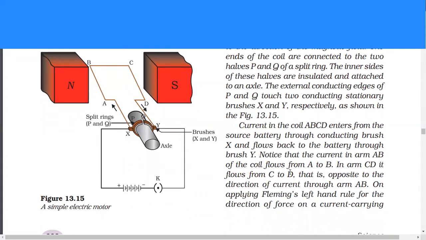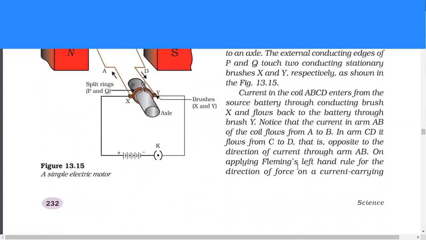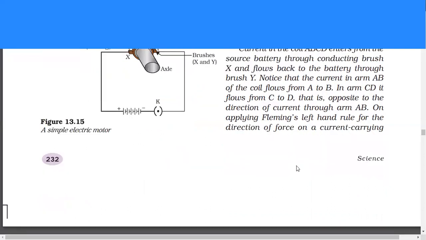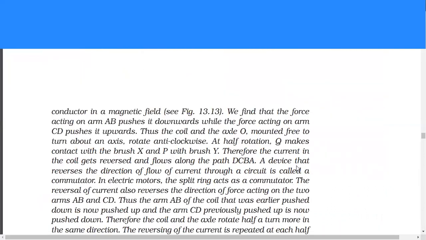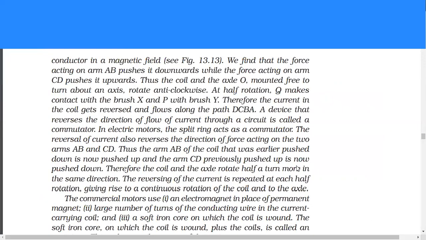as shown in figure 13.15. Current in the coil ABCD enters from the source battery through conducting brush X and flows back to the battery through brush Y. Notice that the current in arm AB of the coil flows from A to B. In arm CD, it flows from C to D, that is opposite to the direction of current through arm AB. On applying Fleming's left-hand rule for the direction of current on a current-carrying conductor in a magnetic field, we find that the force acting on arm AB pushes it downwards while the force acting on arm CD pushes it upwards.